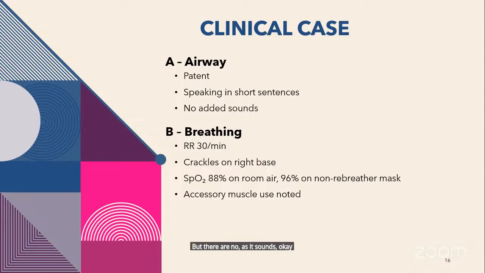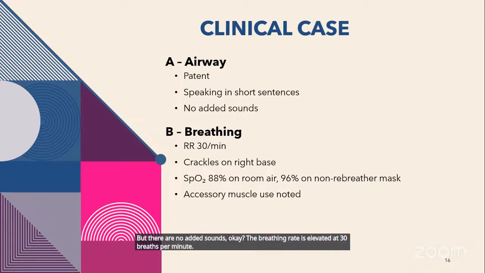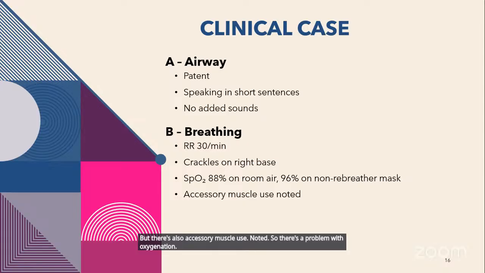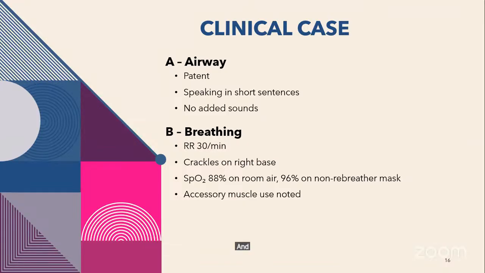Okay? The breathing rate is elevated. It's 30 breaths per minute. On auscultation, there are crackles in the right base. Sats of 88 on room air, which go up to 96 on non-rebreather mask. But there's also accessory muscle use noted. So there's a problem with oxygenation and a problem with work of breathing. Okay, so there are two problems here.